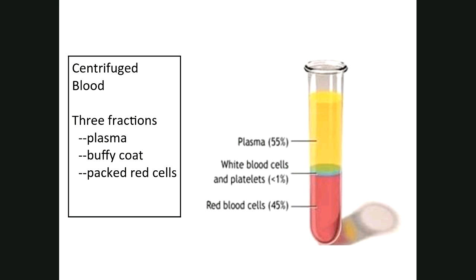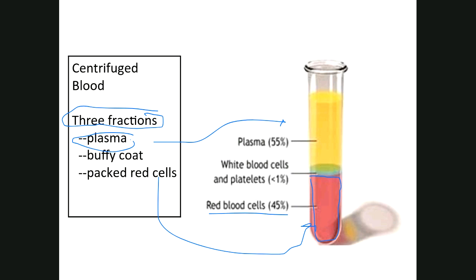If we put this blood in a centrifuge, when you centrifuge something, you spin it, and the heavier particles wind up at the bottom. This is the heavy stuff right here. The lightest particles wind up at the top. When you do that with blood, you wind up with three fractions. The heaviest part is the red blood cells. They're down here, packed in together. The lightest part is the plasma, the liquid portion of the blood, and it's right here.